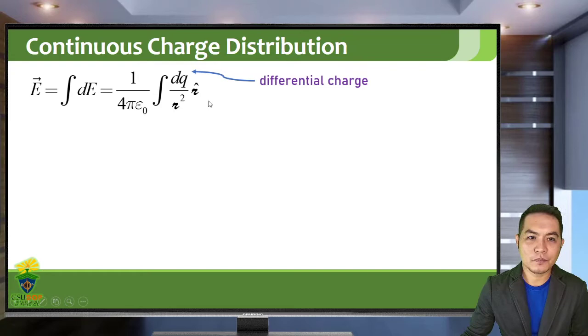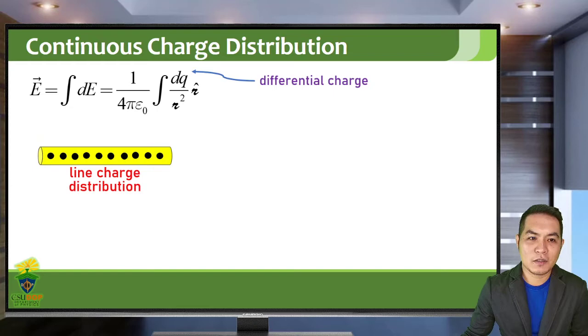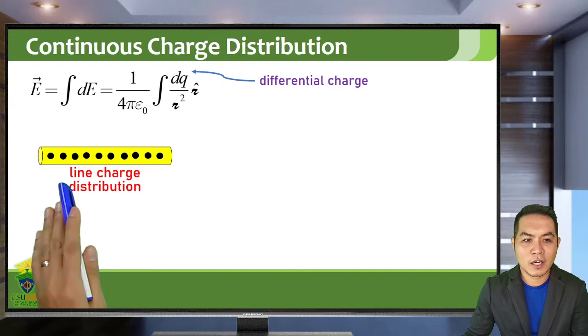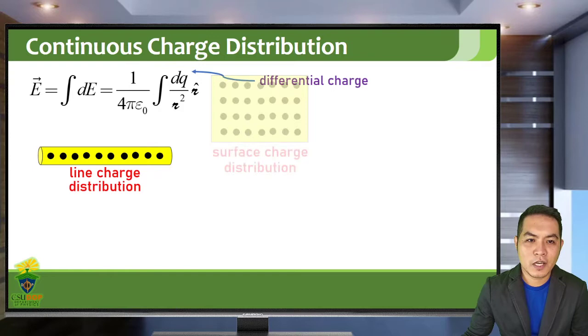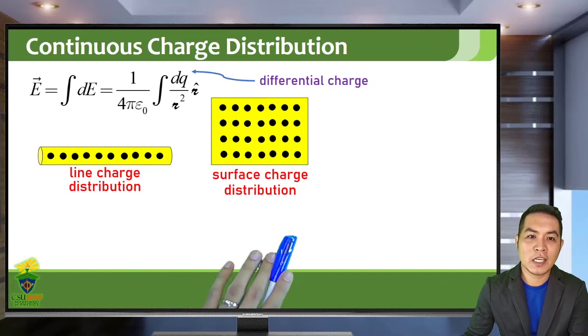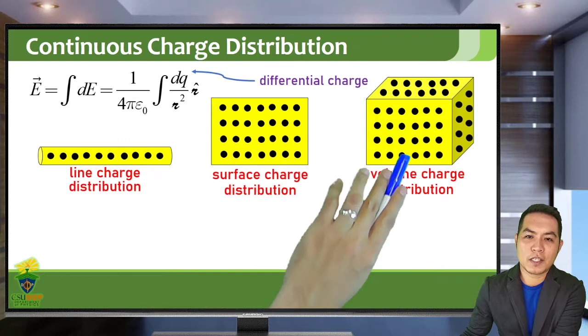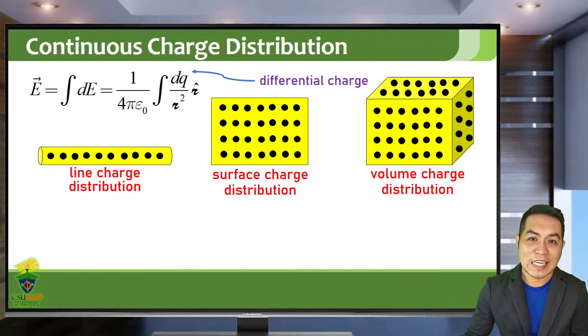There will be three main types of charge distribution. We have a line charge distribution, where all of your charges are along a single line. Then we also have a surface charge distribution, wherein your charges are distributed in a two-dimensional surface. And of course, lastly, we have volume charge distribution, where your charges are now distributed within a volume, say V.